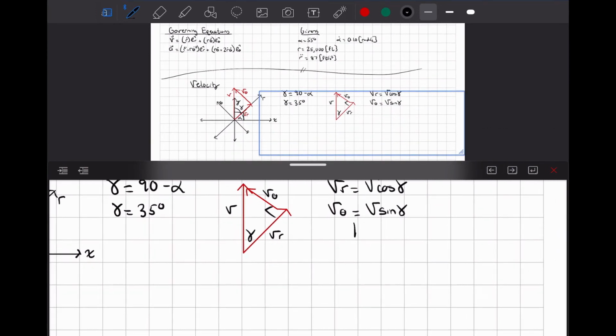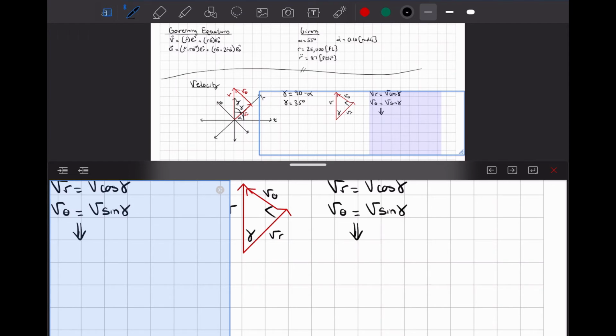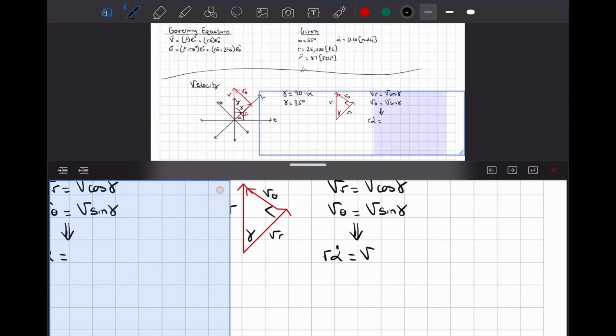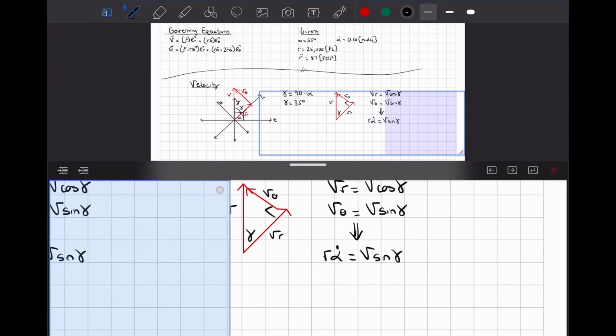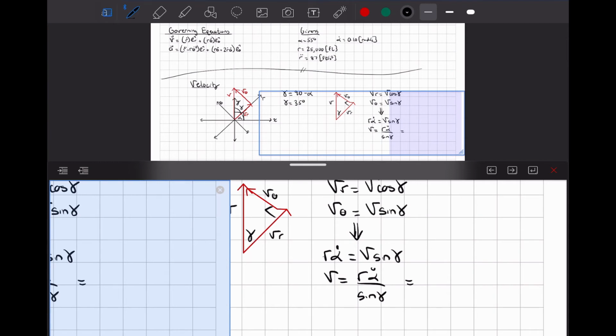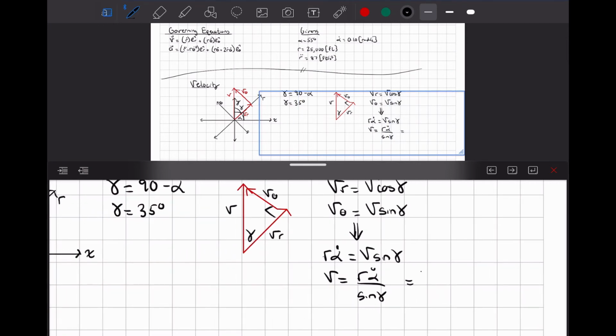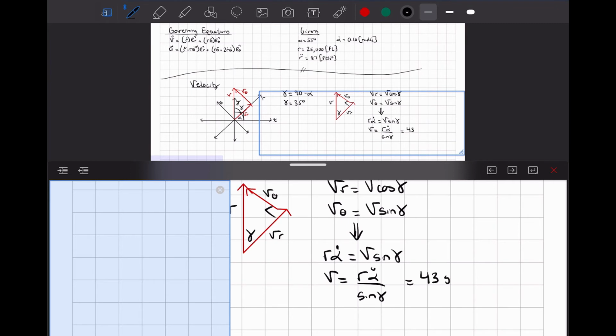So if we look at V theta, we know that this is going to be R alpha dot, which is equal to V sine gamma. And so therefore, V is just going to be equal to R alpha dot over sine gamma. And if you plug in our values from the givens above, we can see that our velocity is about 4,358.62 feet per second. Okay, so Starship is cruising along.